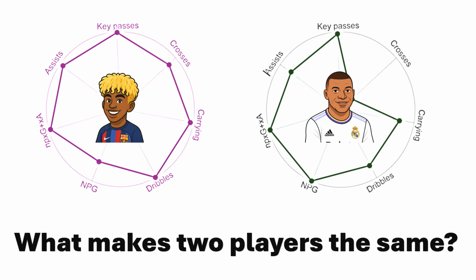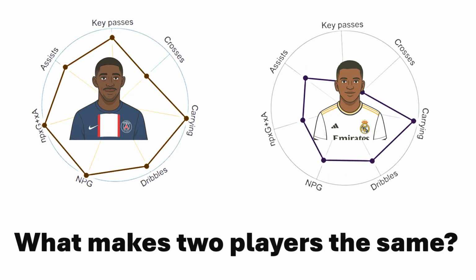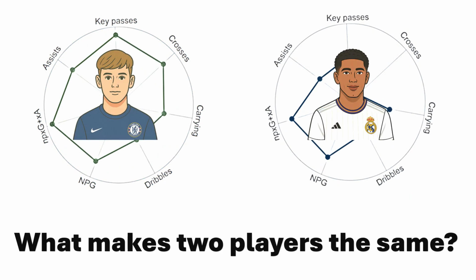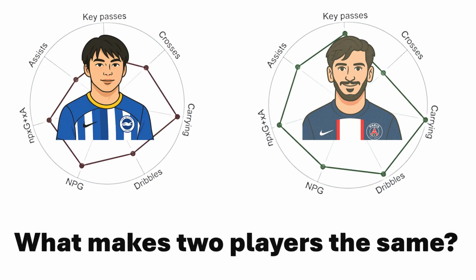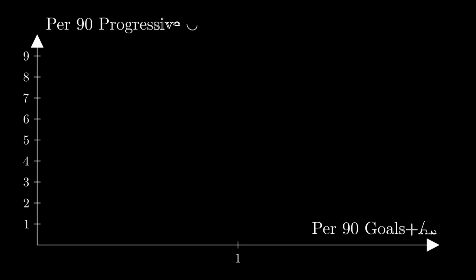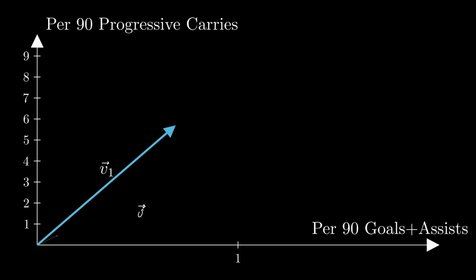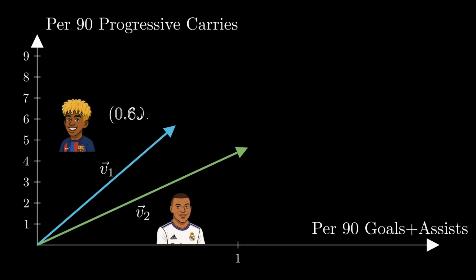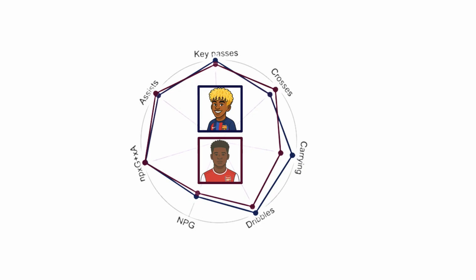What makes two players the same? Usually, people use the eye test to compare goal scoring ability, chance creation, or dribbling style to answer this question. But in this video, we will take a more scientific approach and blend math and data analytics to come up with the answer. Let's talk about the details on how we can find similar players.